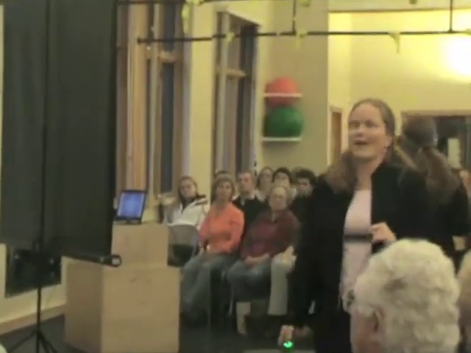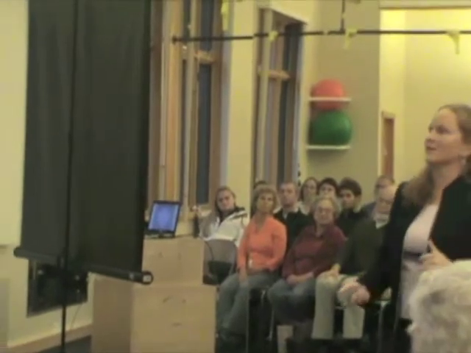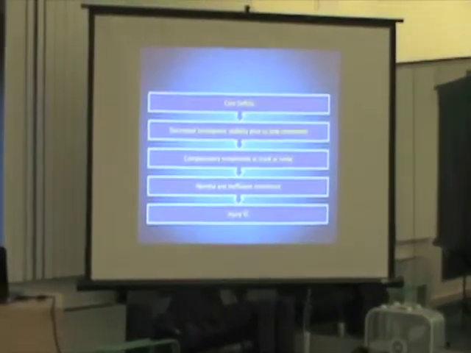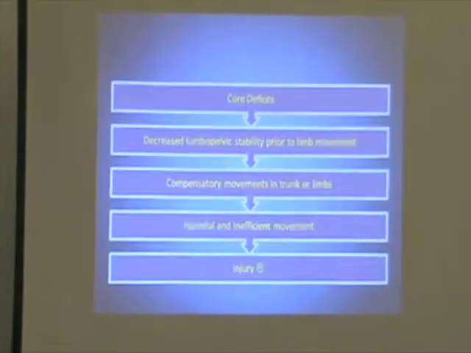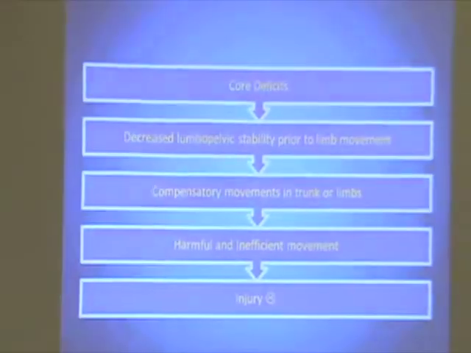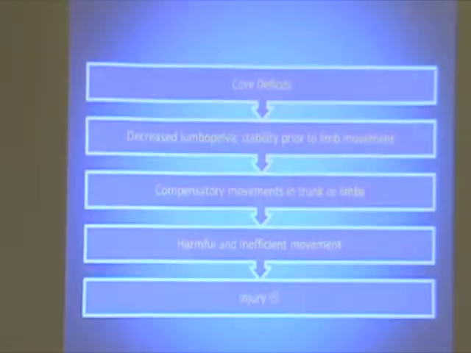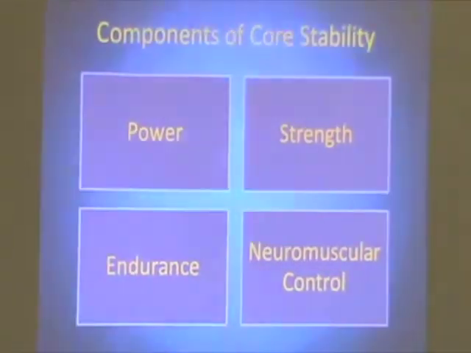So just to summarize, if you have core deficits, it's going to decrease your lumbopelvic stability prior to moving your limbs. This is going to lead to compensatory movements in either your trunk or your limbs, so that really messy lunge or squat that I showed you. This is harmful and inefficient, and then you get injured and you're sad. But then you get to hang out with us. Oh, we all win.